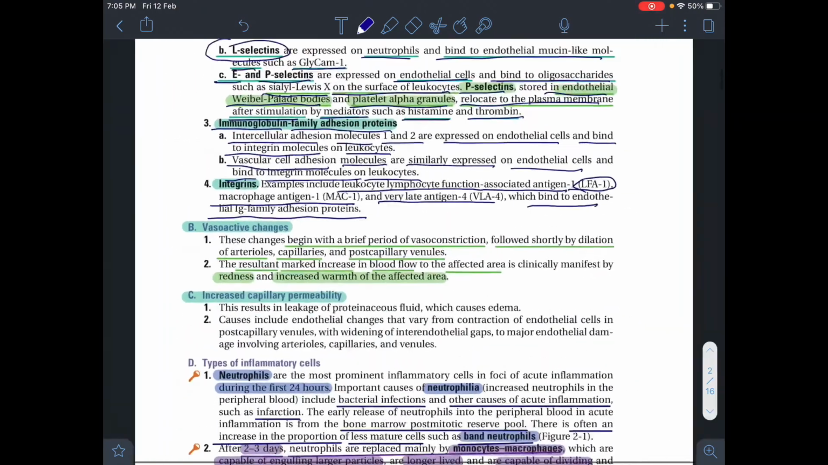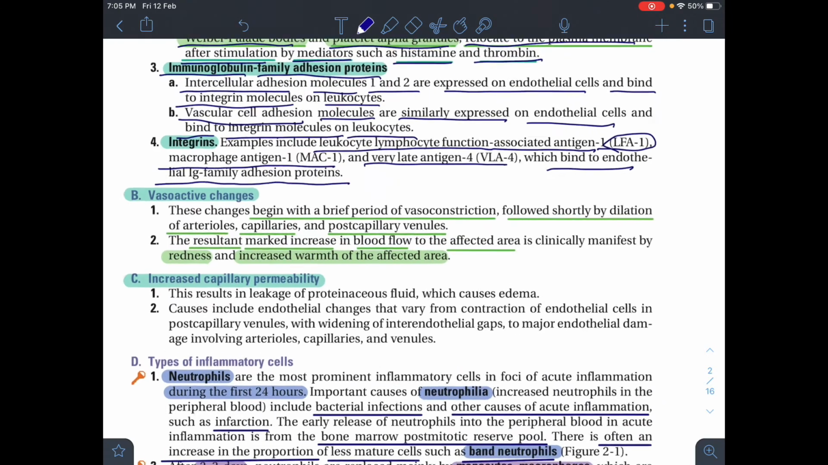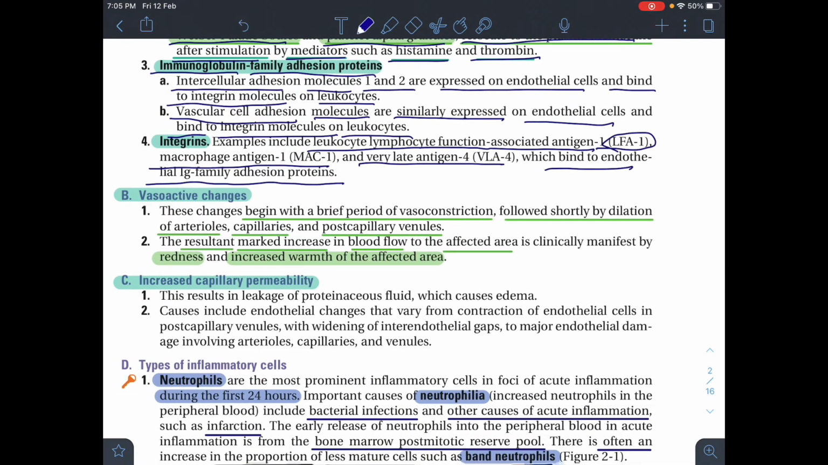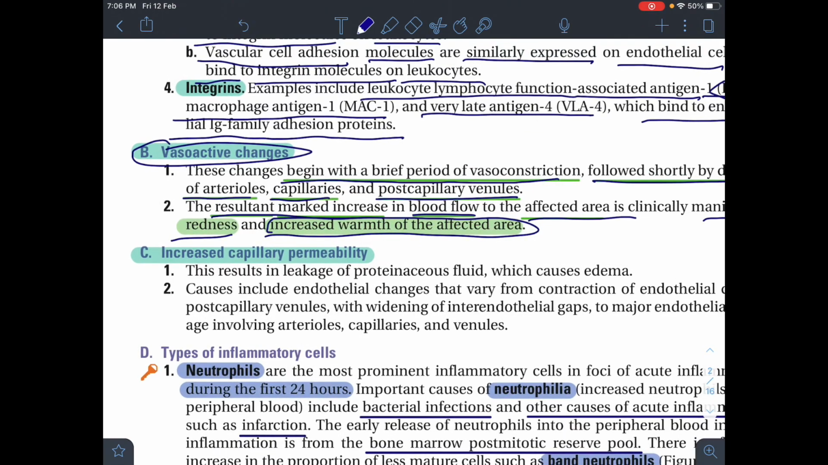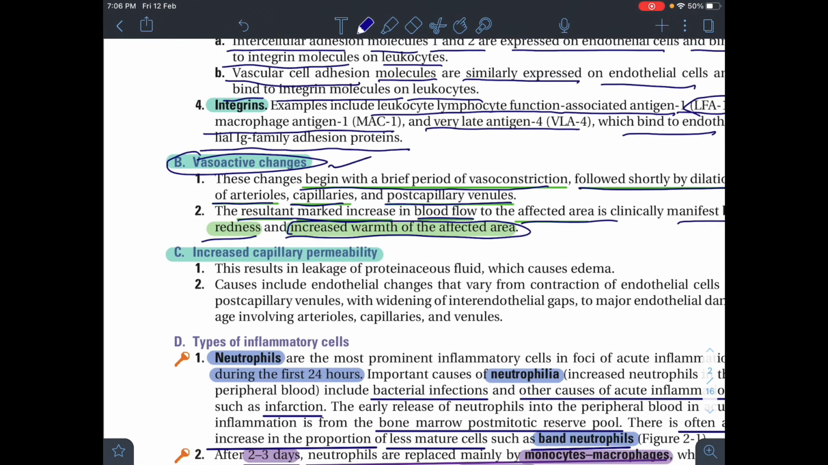Then there are vasoactive changes. These changes begin with a brief period of vasoconstriction followed shortly by dilatation of arterioles, capillaries and post-capillary venules, and the resultant marked increase in blood flow to the affected area is clinically manifested by redness and increased warmth. So the rubor and calor we read before were these vasoactive changes.